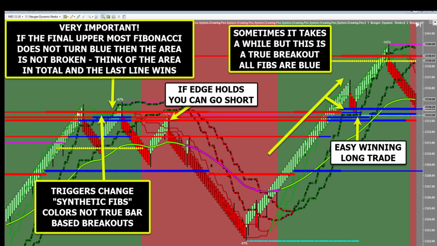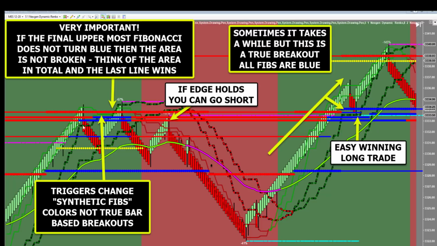But again, look, you get to the edge of Fibonacci resistance and it's red. Sometimes the synthetic fibs, which come from different time frames, so this is a 5-1 chart, sometimes they come from the 14-2 or the 21-3 chart, they'll turn blue. And they turn blue because the small triggers got above them. But if the last Fibonacci on your chart remains red, then this is still resistance. Even though these are blue, you really ignore these blue ones.